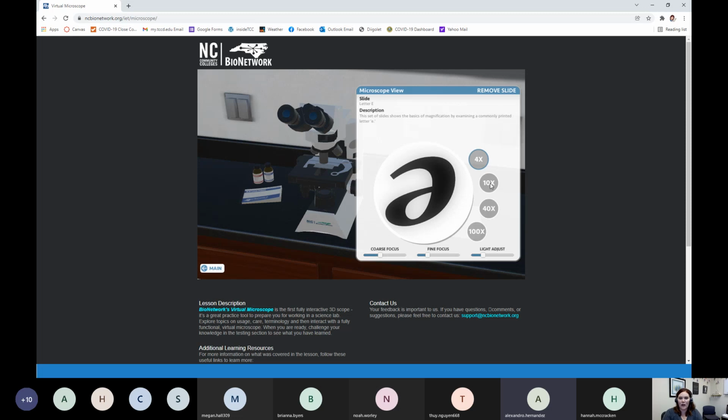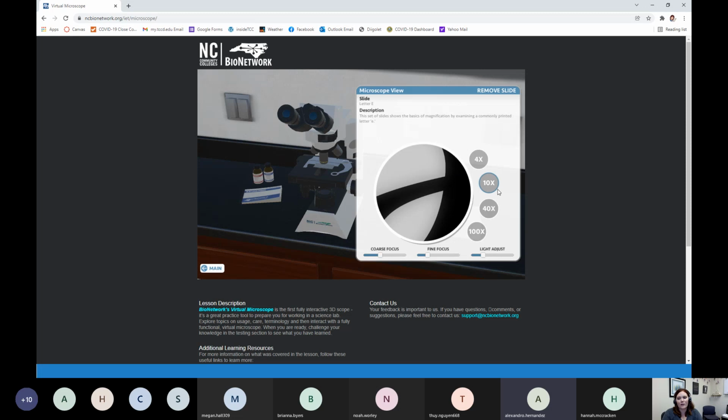Now I'm ready to move up to my low power objective. So now I'm going to rotate in yellow into place. Notice that I zoomed right in to the middle of what I was looking at, the middle of my field of view. And notice how this is mostly in focus already.